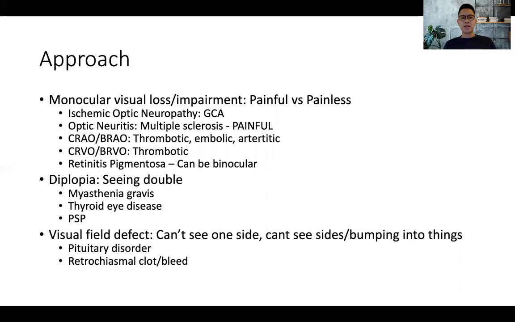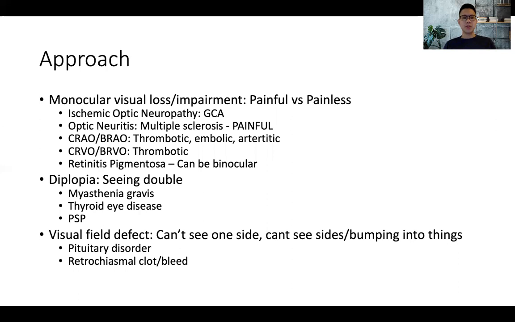Retinitis pigmentosa is an important condition to study for the PACES Station 5 exam, and the vision loss can be binocular given that it can be fairly chronic. Next, moving on to diplopia. There's an approach to ophthalmoplegia for the neurology short case, but in terms of the Station 5 exam, I would say that myasthenia and thyroid eye disease would be the commoner two cases, and progressive supranuclear palsy as a possibility.